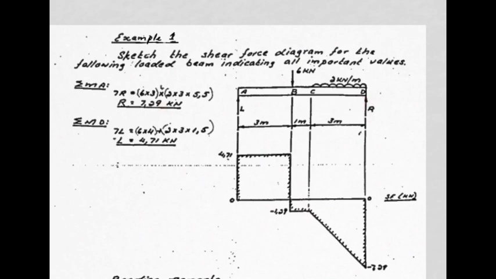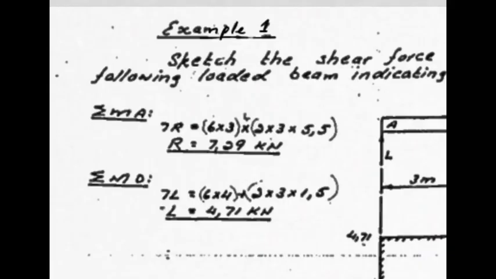Then take moments about D. We have 7 times L, 7 meters times L as a clockwise moment is equal to 6 times 4 meters as an anti-clockwise moment, plus 2 kilonewtons per meter times 3 meters times the distance from the midspan of that UDL to point D, which is half of 3, which is 1.5 meters. That's where that comes from. And incidentally, that is a plus sign there, not a multiplication sign.